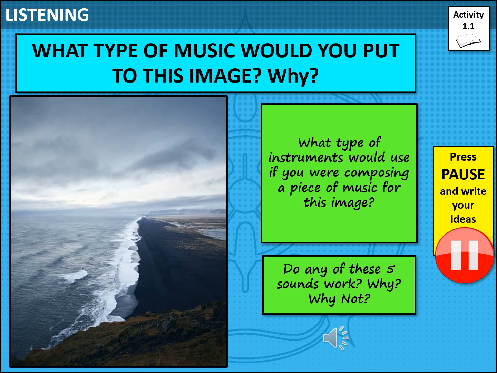Those 5 examples, you might have noticed I repeated a couple of the instruments. The sounds 1 and 3 that you heard were both flute. 2 and 4 were a bassoon, members of the woodwind family, and then number 5 was a tuba. I used the same musical idea, but for the 3rd, 4th and 5th time, I put it into a minor key. Did that make a difference? Did it work with that image? I'd love to know your thoughts. What would you put to that image? Make sure that you've written your thoughts now in your booklet.